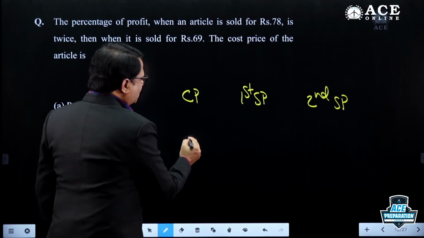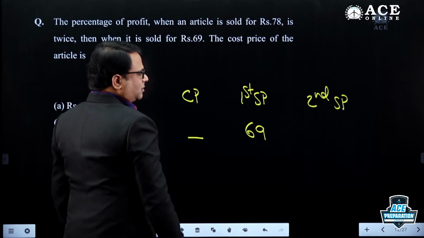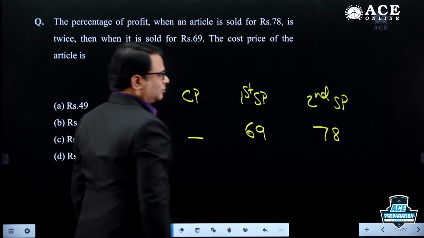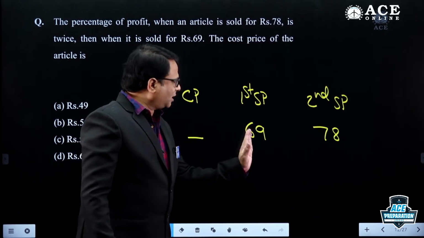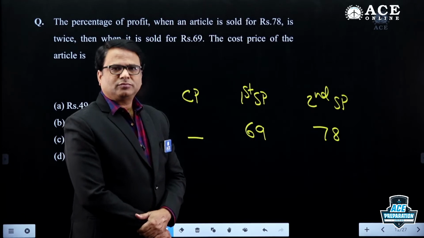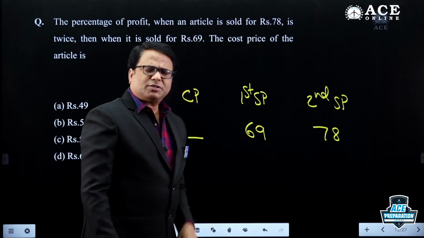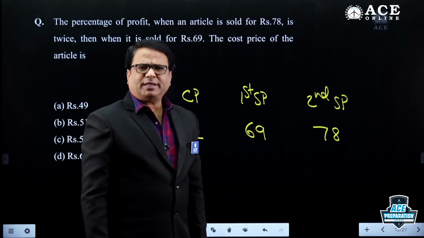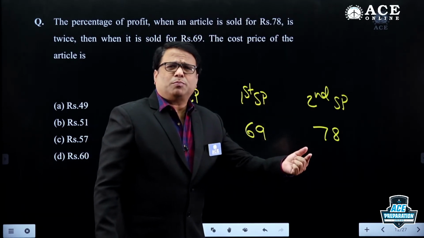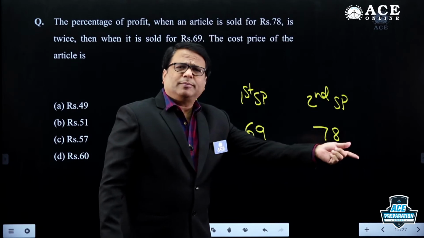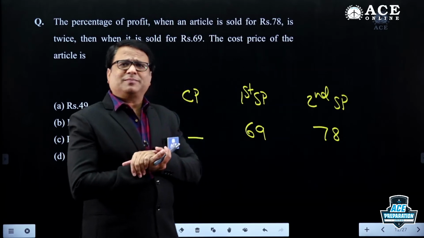Now how much is cost price? We don't know. First selling price is 69, second selling price is 78. Now you see here, what is the difference between first selling price and second selling price? 9 rupees. That means he is selling it for 9 rupees more. And if he sells it for 9 rupees more, the profit is getting doubled. That means in the previous case also the profit was 9 rupees.